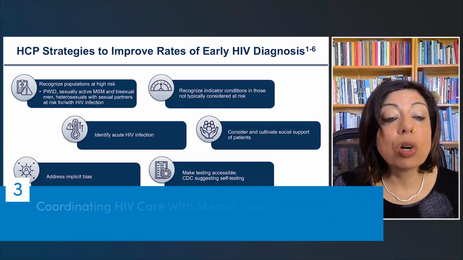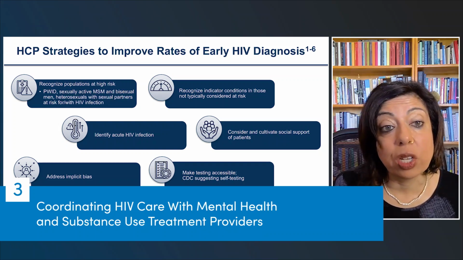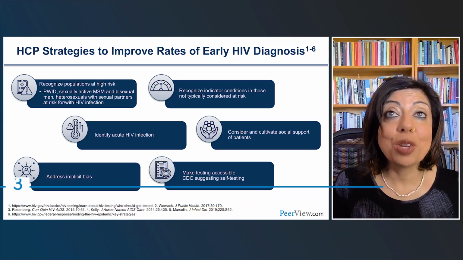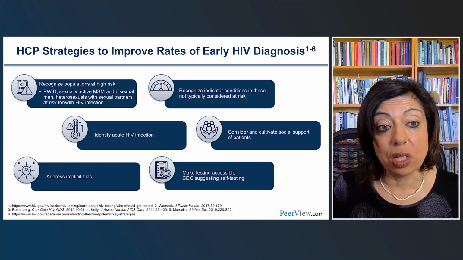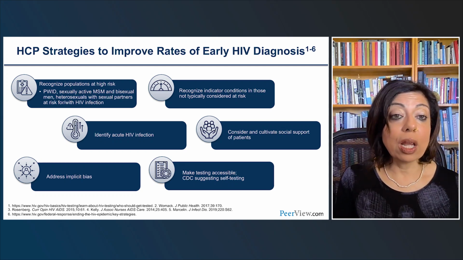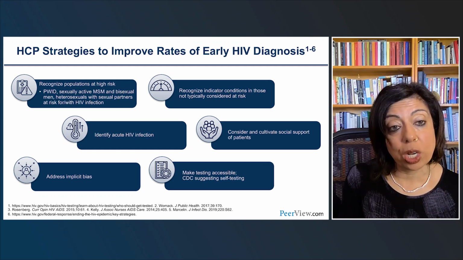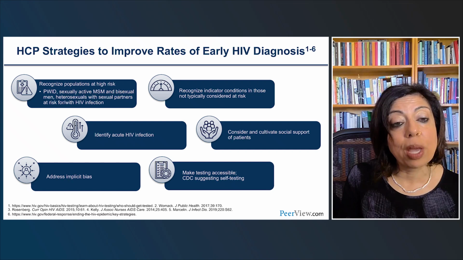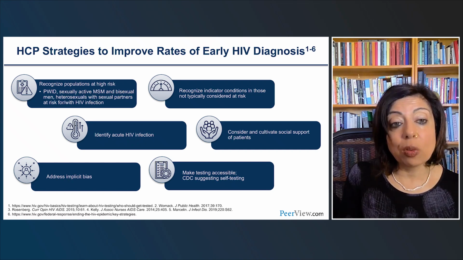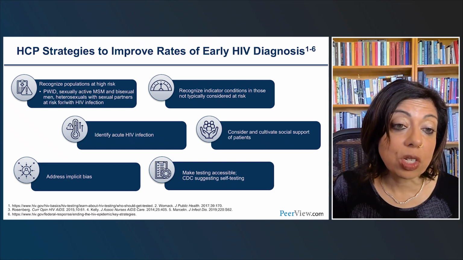So, what are some other healthcare provider strategies that we can use to improve rates of early HIV diagnosis? Because HIV testing and getting diagnosed is the first step in the HIV care continuum. So we have to recognize populations that could be at risk of HIV, which include people who inject drugs, those who are sexually active, MSM and bisexual men as having a little bit higher risk than heterosexuals with sexual partners at risk for HIV infection.